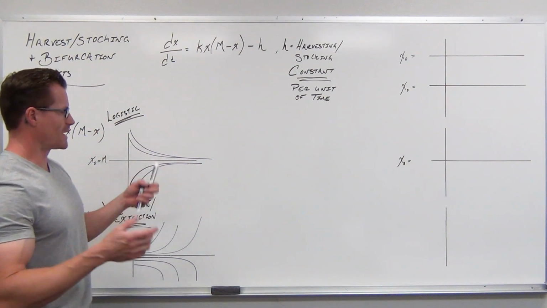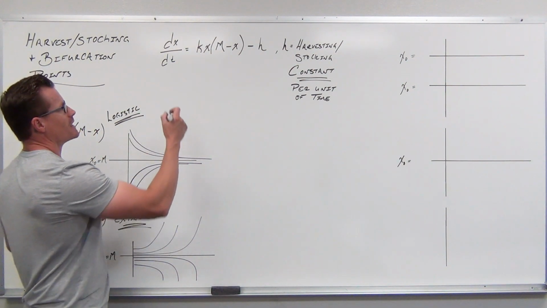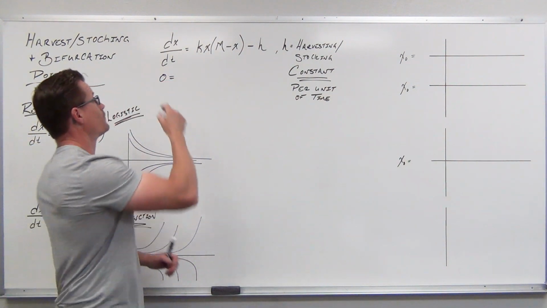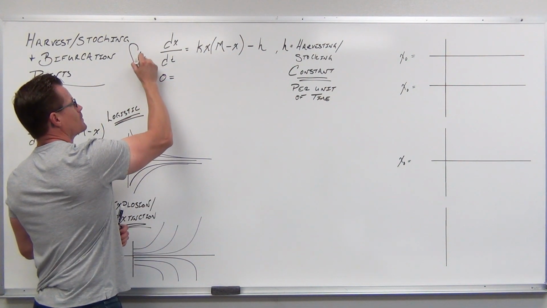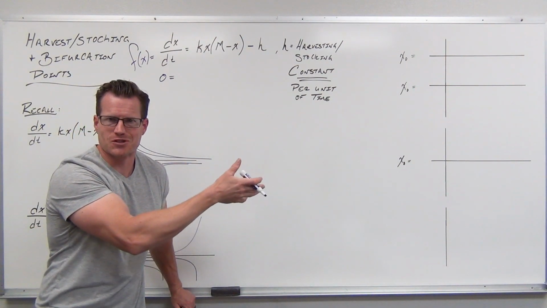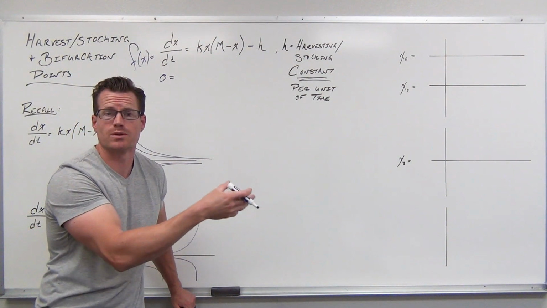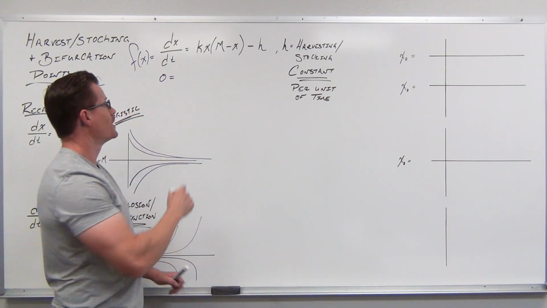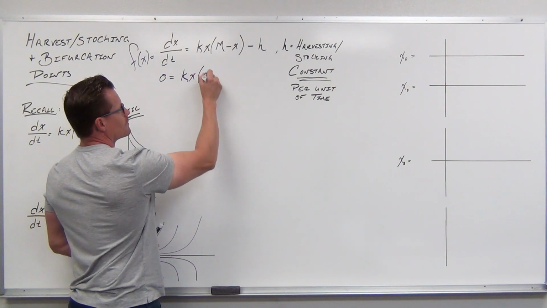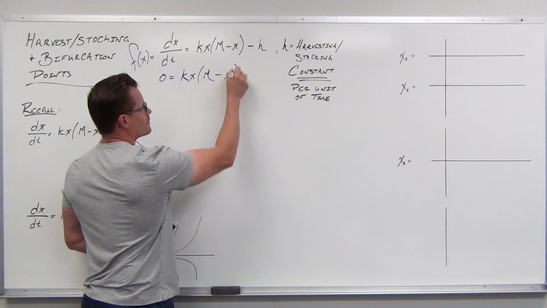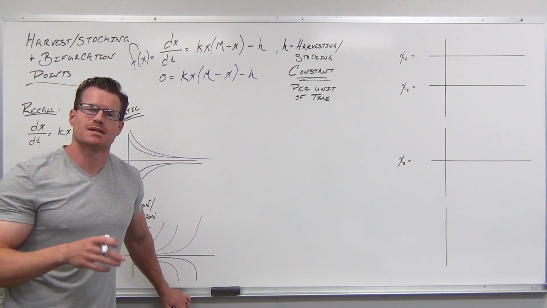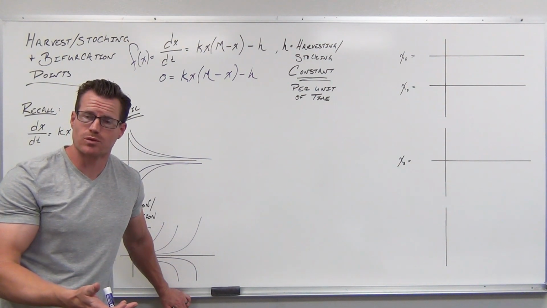So let's start, man. Let's find some critical points. How we do that is we set our differential equation, our function, equal to 0. Do you remember that? Do you remember that this is a first derivative? So setting a first derivative equal to 0 is how we find critical points. So let's set this equal to 0, and let's solve that for x, because that's exactly how we find critical points.